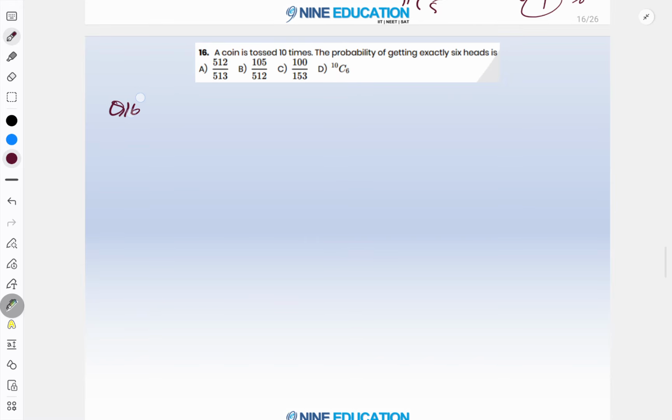Question number 16. A coin is tossed 10 times, the probability of getting exactly 6 heads will be. Exactly 6 heads you want to get out of the 10 tosses. So total chances will be 2 power 10, right? 2 power 10 are the total outcomes. Then what we need to get is exactly 6 heads.